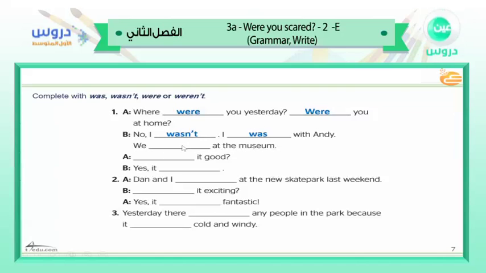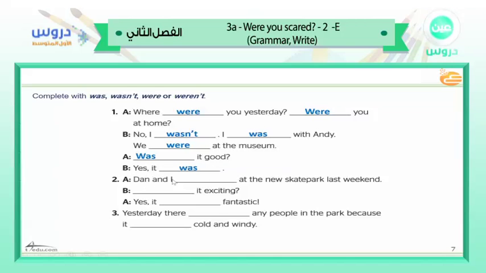We were, exactly, at the museum. We, plural. A: It's good. So I'm talking about the museum. One museum. The museum. Was it good? Was, exactly. Was it good? Yes, it was. The museum. Yes, it was beautiful. Yes, it was.